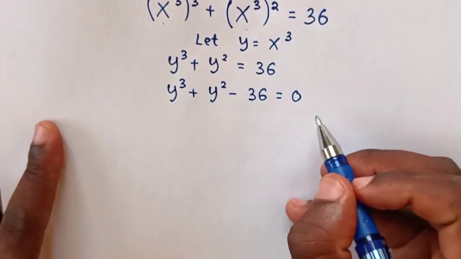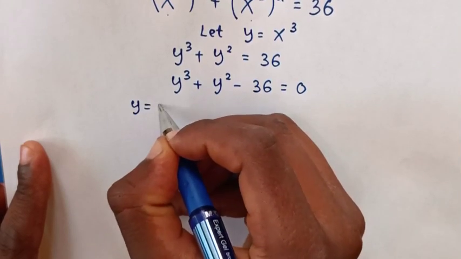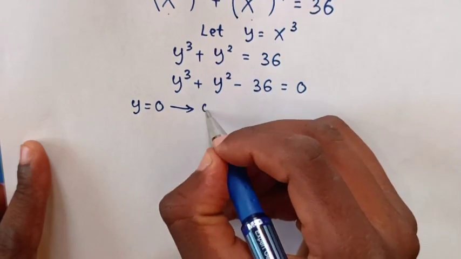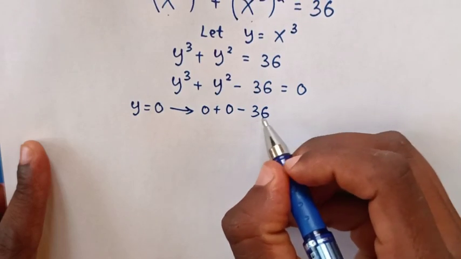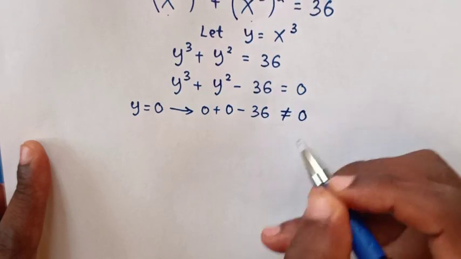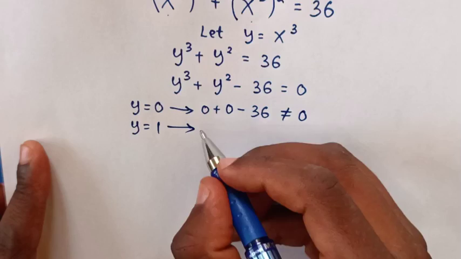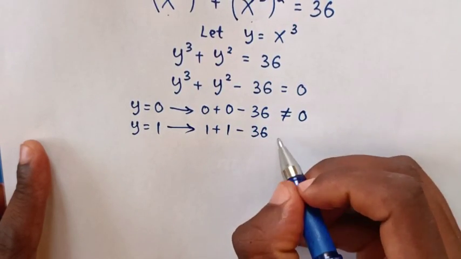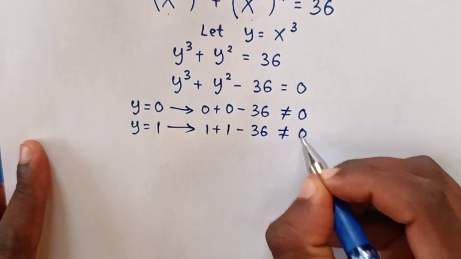Then, from this cubic equation, we solve it by factorization. We start by testing y = 0. When we substitute 0, 0^3 is 0, plus 0^2 is 0, minus 36, which is equal to negative 36, not equal to 0. Then we test again y = 1: 1^3 is 1 plus 1^2 is 1 minus 36, which is equal to negative 34. So this is also not equal to 0.